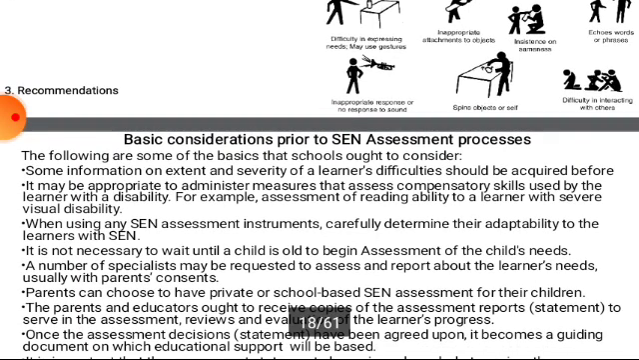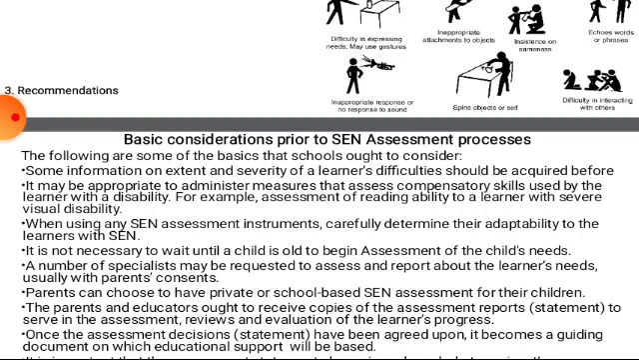Basic considerations prior to special educational needs assessment processes. The following are some of the basics that schools have to consider. Some information on extent and severity of a learner's difficulties should be acquired before. It may be appropriate to administer measures that assess compensatory skills used by learners with a disability, for instance, assessment of reading ability for a learner with severe visual disability.